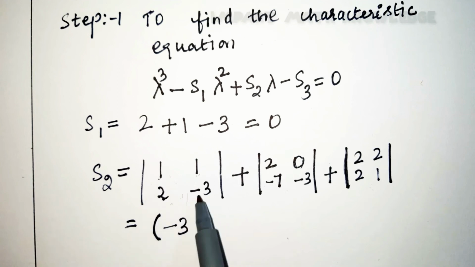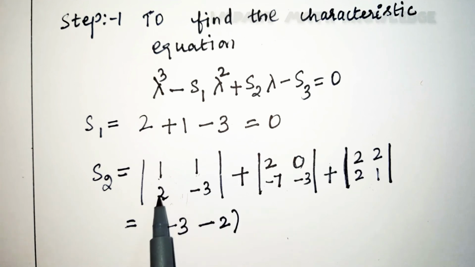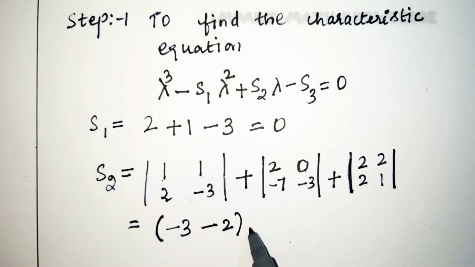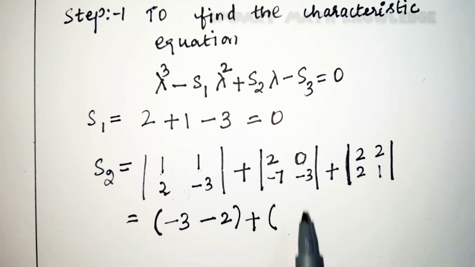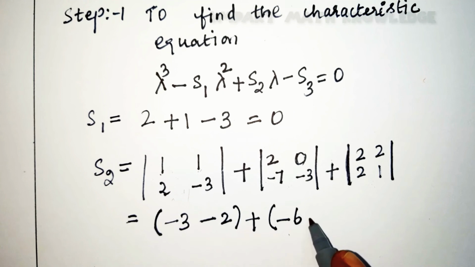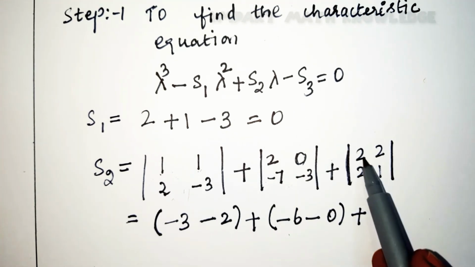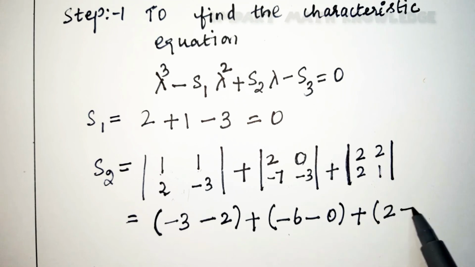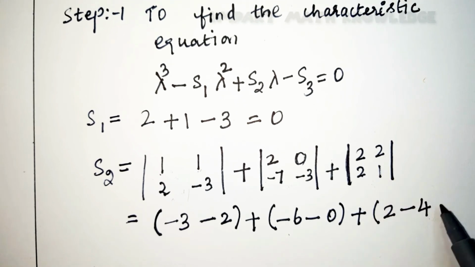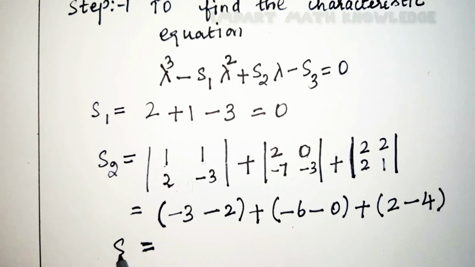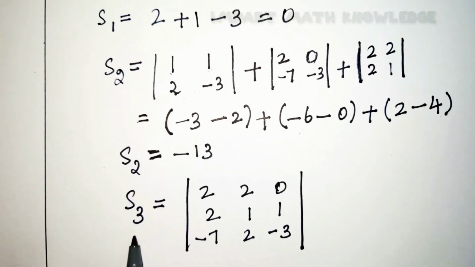This is equal to 1 into minus 3 is minus 3. 2 into 1 is minus 2. Plus 2 into minus 3 is minus 6. Minus 7 into 0 is 0. Plus 2 into 1 is 2. Minus 2 into 2 is 4. S2 is equal to minus 13. S3 is the determinant of the given matrix.